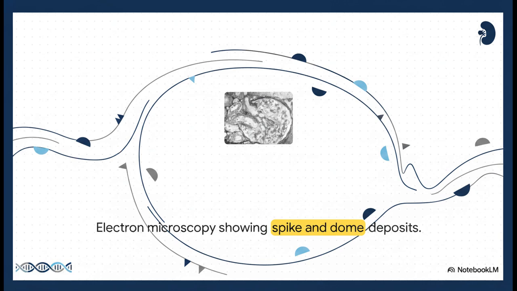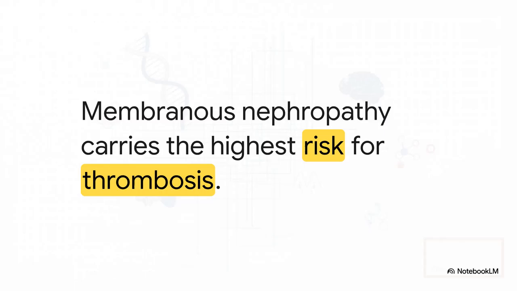When looking at electron microscopy, you'll see the characteristic spike and dome subepithelial immune complex deposits right on the basement membrane. This is the exact morphological confirmation required to cement a diagnosis of membranous nephropathy. But stay highly alert for this hemodynamic trap.